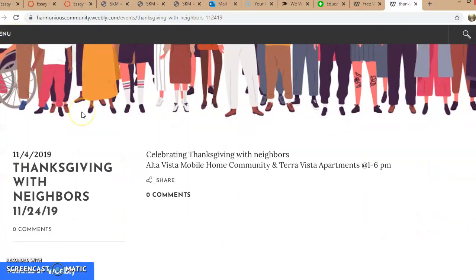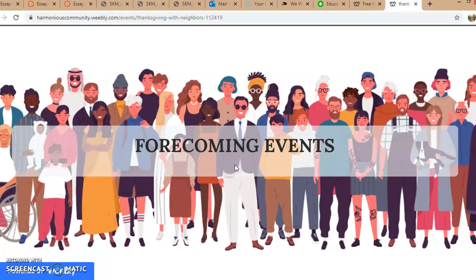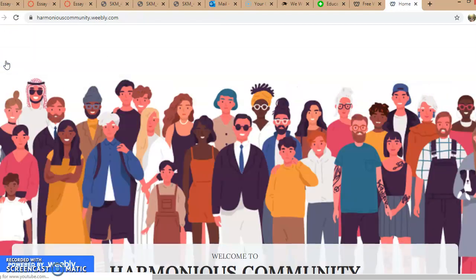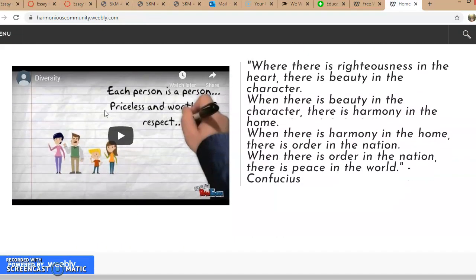But by and large, I think she does an okay job here. We're celebrating with neighbors. We're kind of getting together, sharing a meal together. Right. The idea is community and celebrating each other's diverse backgrounds. The home page is really, I think, the highlight of this.